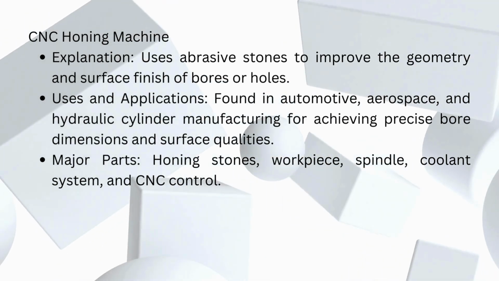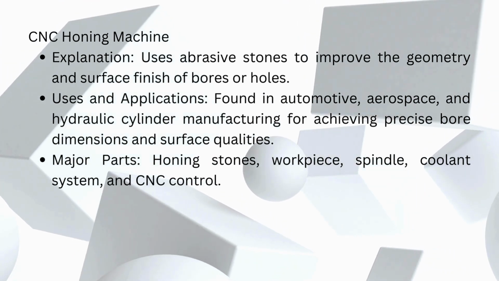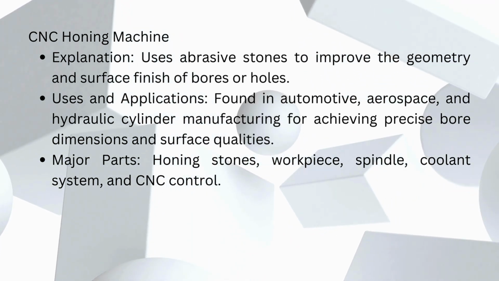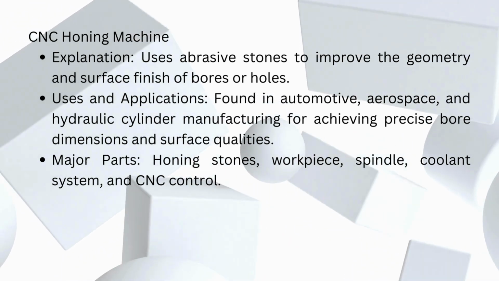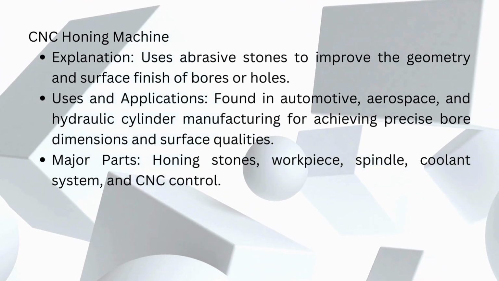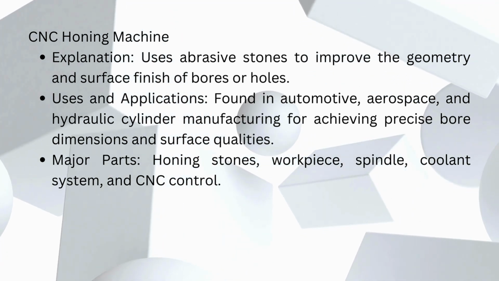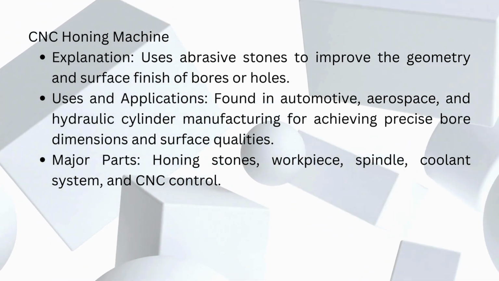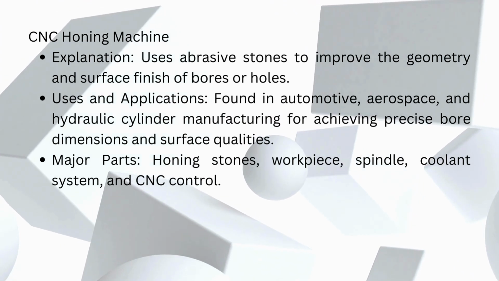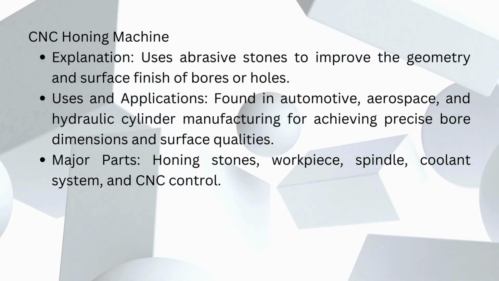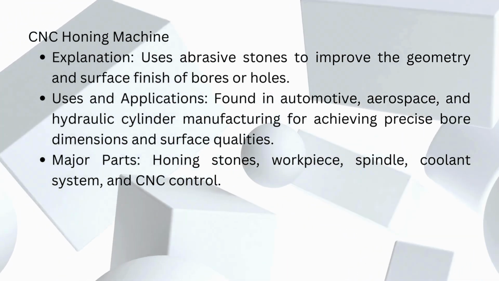CNC honing machine. Explanation: uses abrasive stones to improve the geometry and surface finish of bores or holes. Uses and applications: found in automotive, aerospace, and hydraulic cylinder manufacturing for achieving precise bore dimensions and surface qualities. Major parts: honing stones, workpiece, spindle, coolant system, and CNC control.